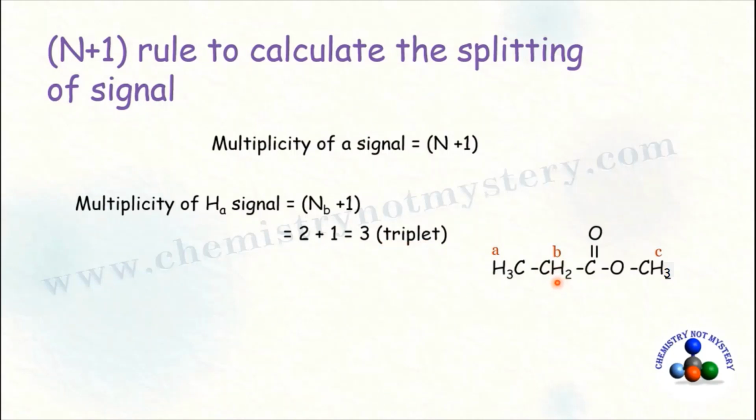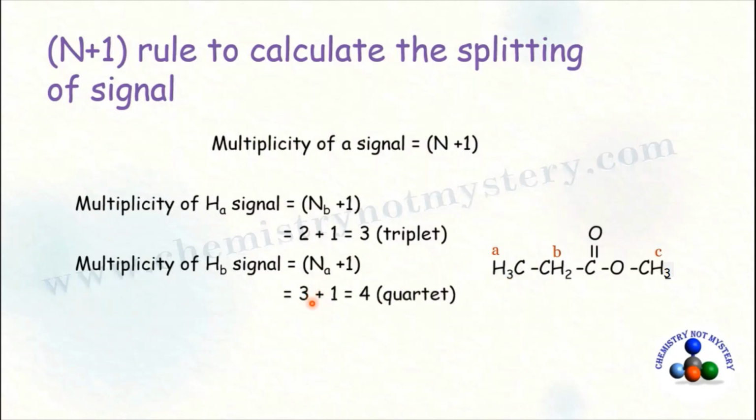Now get the multiplicity of proton B. For proton B, there are 3 neighboring protons. So here you will get 3 plus 1 is equal to 4. That means signal of proton B will split into quadruplet due to presence of 3 neighboring protons.